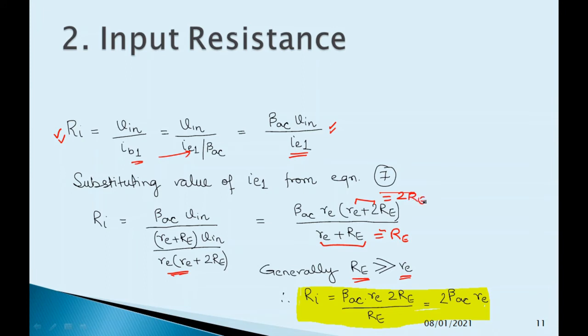So now this is approximately equal to RE, and this is approximately equal to 2re, right? So now what is Ri equal to? Ri is equal to beta AC into RE into 2re upon RE. Now this RE will cancel, so what we'll get is 2 beta AC into re. So this is the input resistance, which is nothing but 2 times the beta AC parameter of the transistors and the AC equivalent emitter resistance of the transistor.